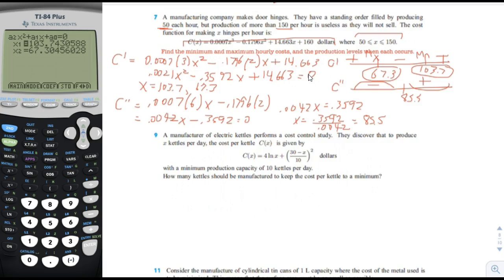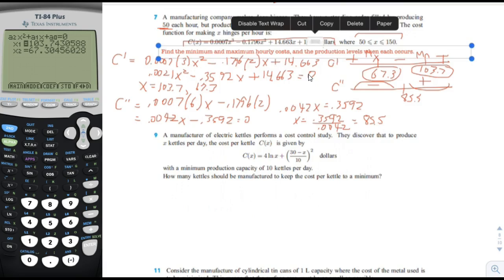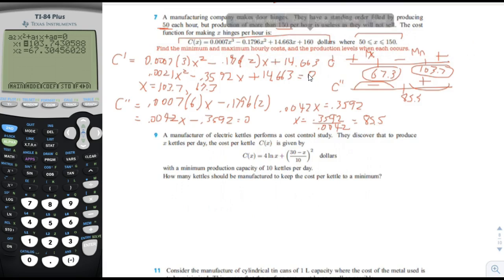So that we found the minimum and maximum and the production levels for each course. Okay, so for maximum, the x is going to equal 67, and for the minimum, the x is going to be 104.